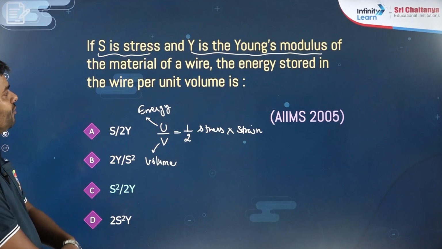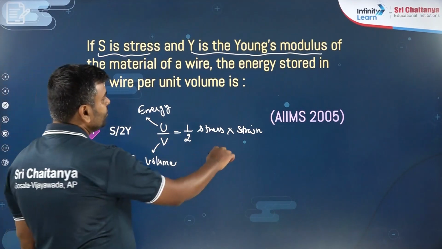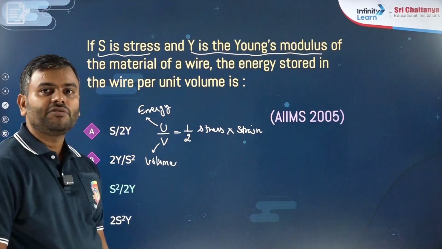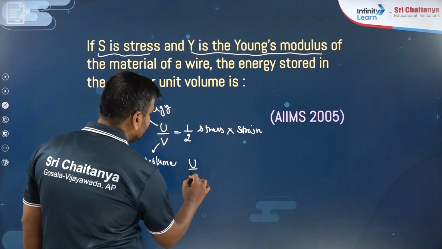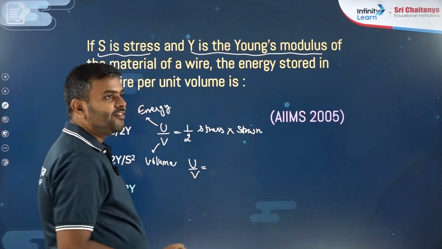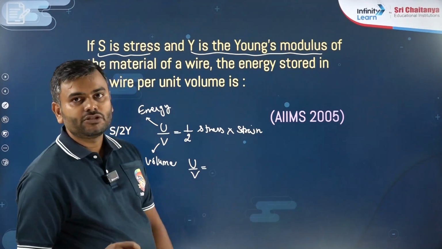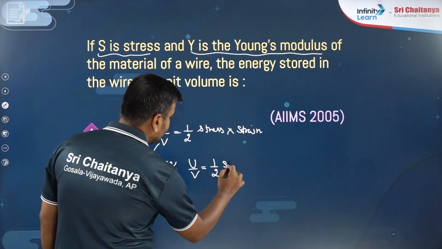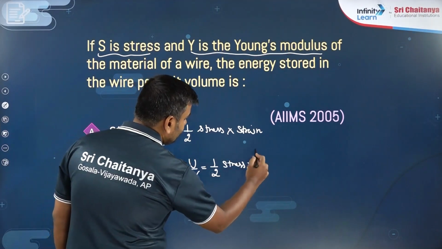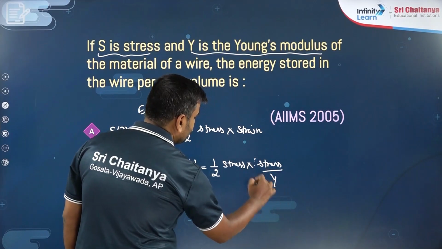They are asking us to calculate this energy per unit volume, but they have not given the strain value. Instead, they have given Young's modulus of elasticity. So what will we do? We will simply substitute this strain in the form of stress and Young's modulus, because we know that Young's modulus is equal to stress upon strain. So we will write here 1 by 2 stress into stress upon Young's modulus of elasticity.